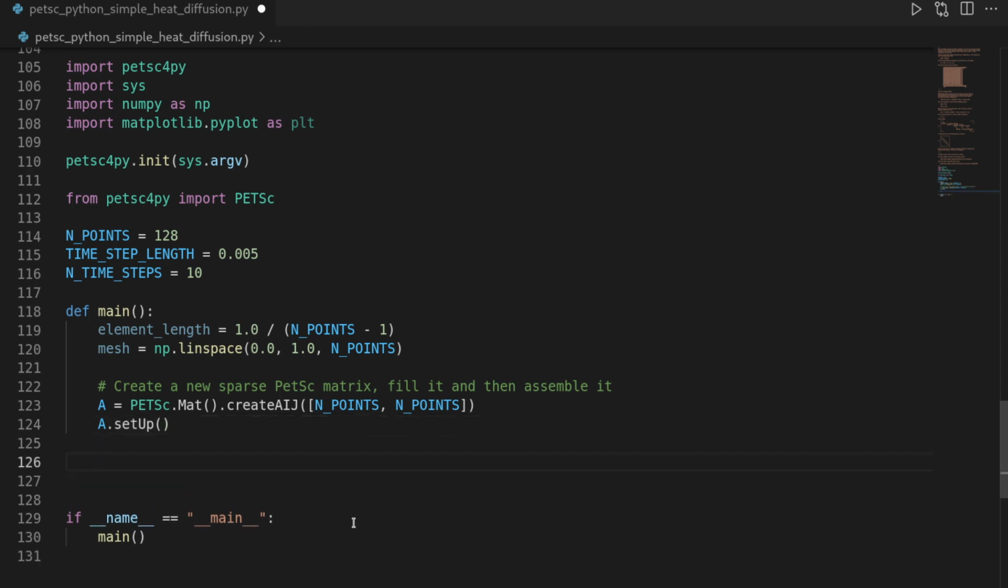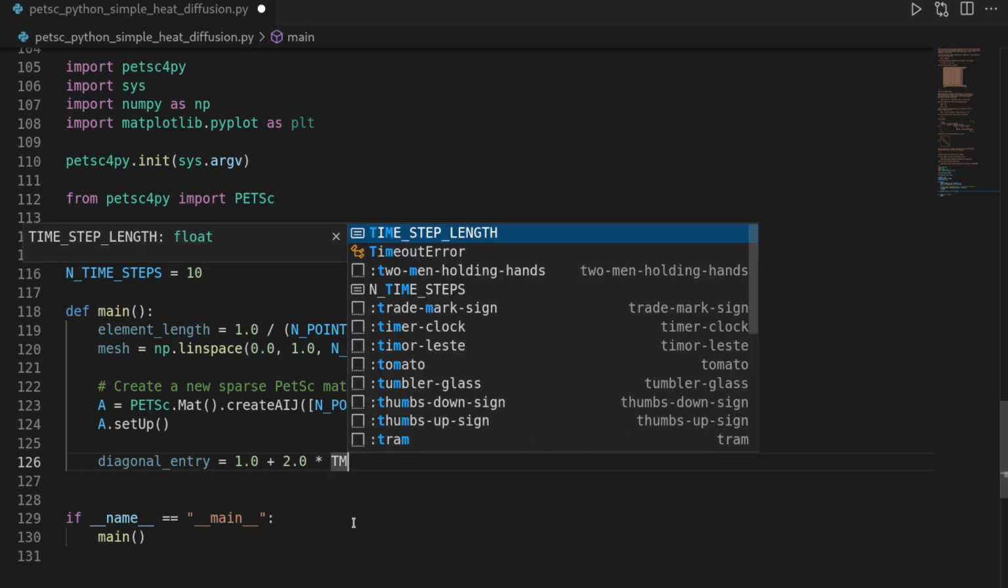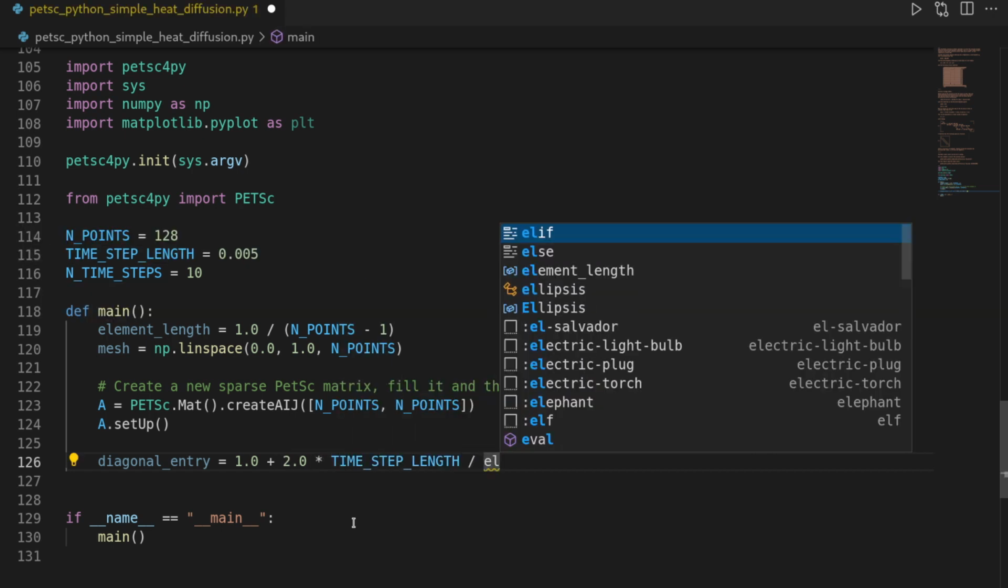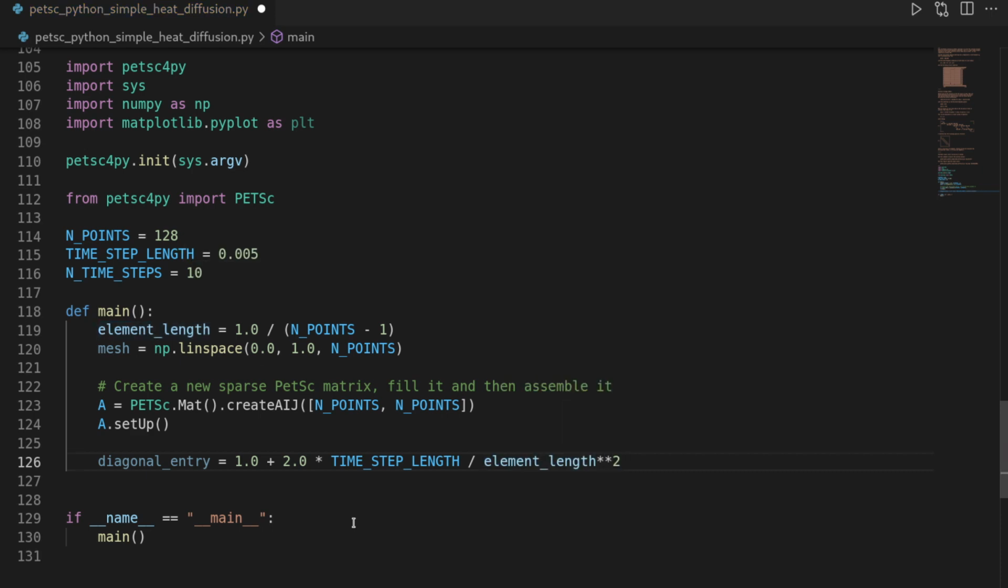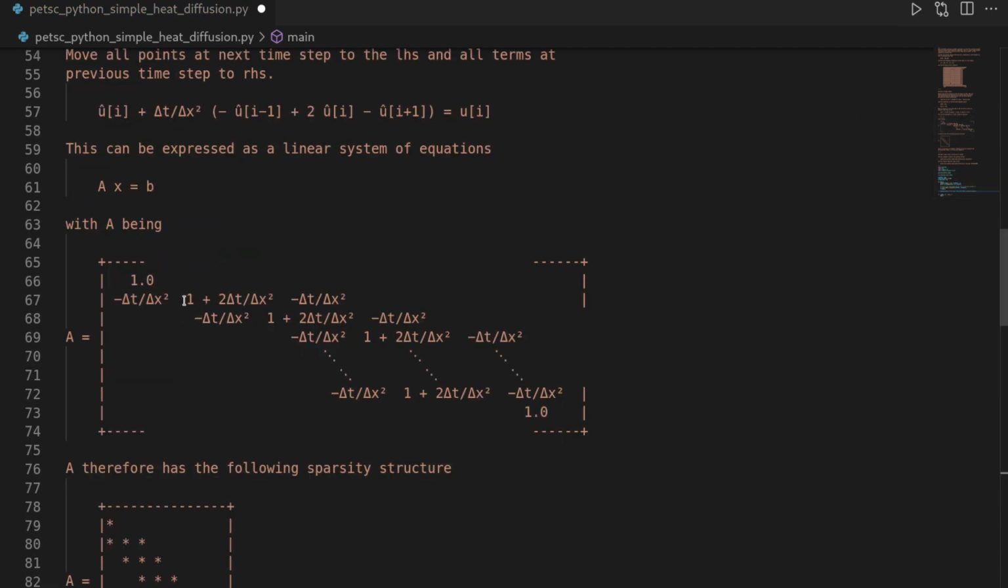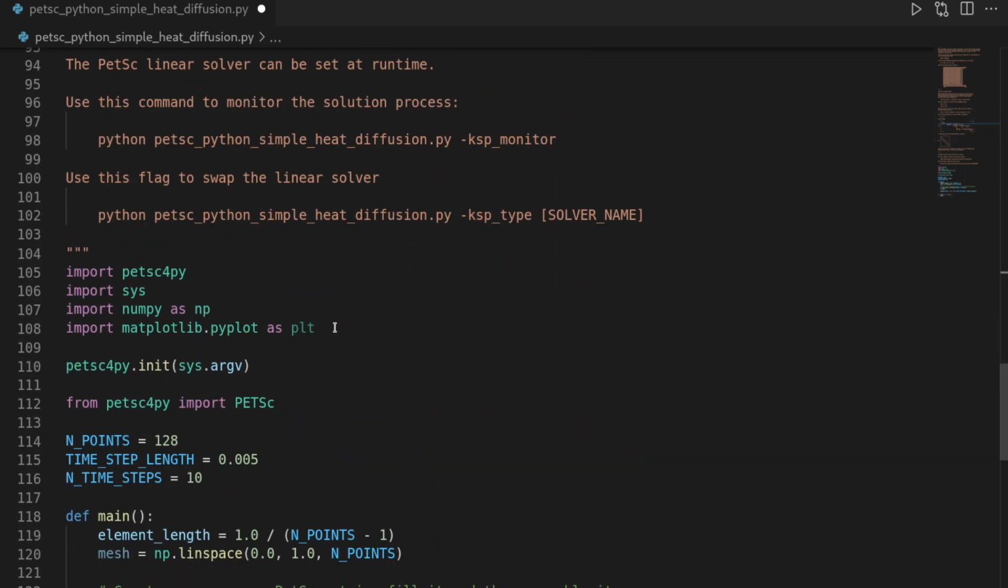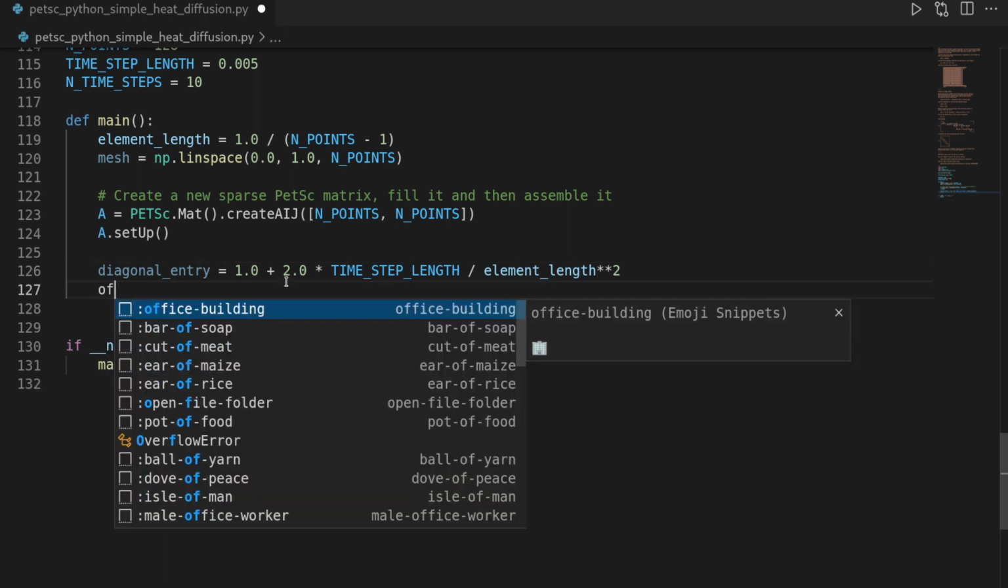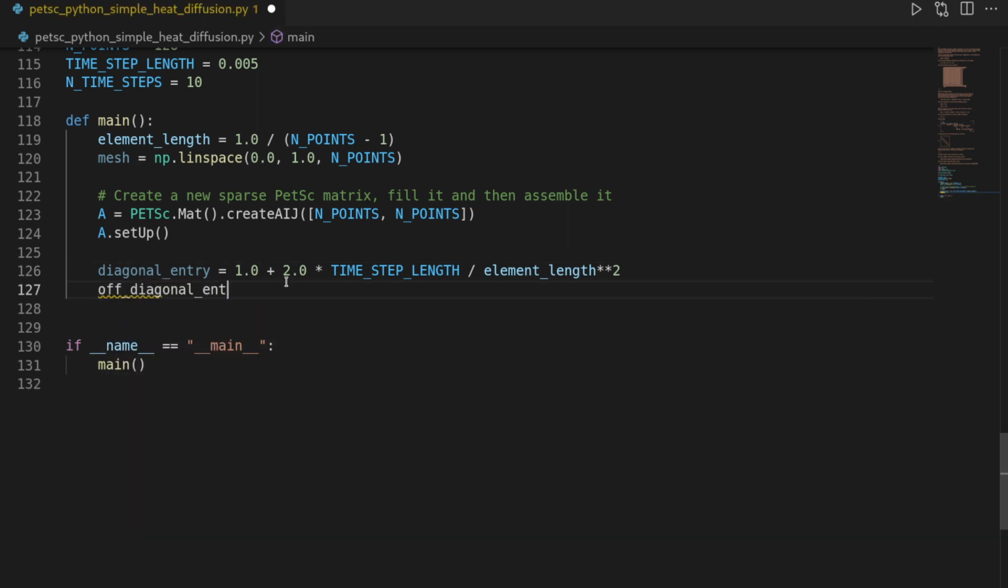For this, let us pre-compute the diagonal entry of the matrix, which shall be 1.0 plus 2 times the time step length divided by the element length squared. And just to remind you, that is going to be this element here. Then we can similarly pre-compute these off-diagonal entries. So let's say off-diagonal entry. And this one is minus 1 times the time step length divided by the element length squared.